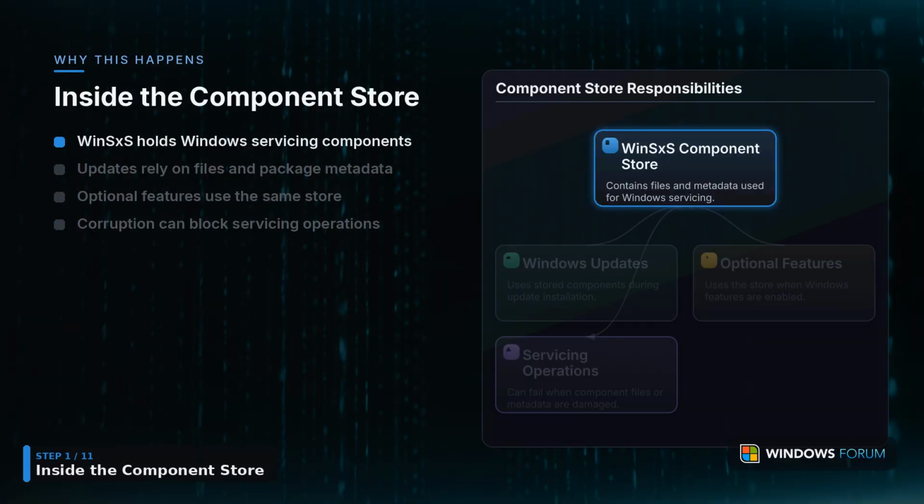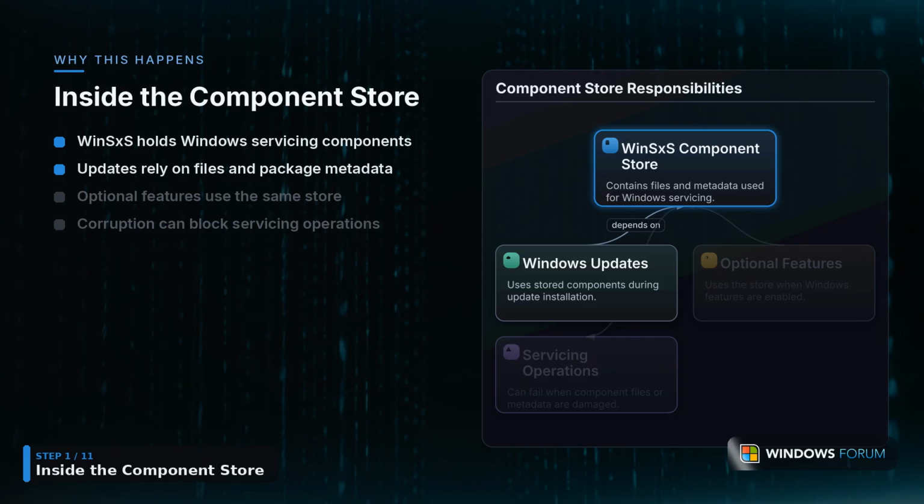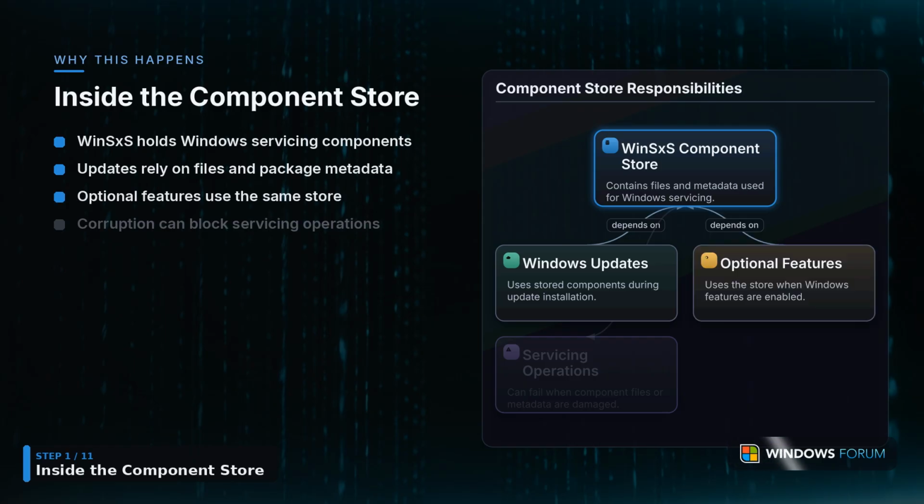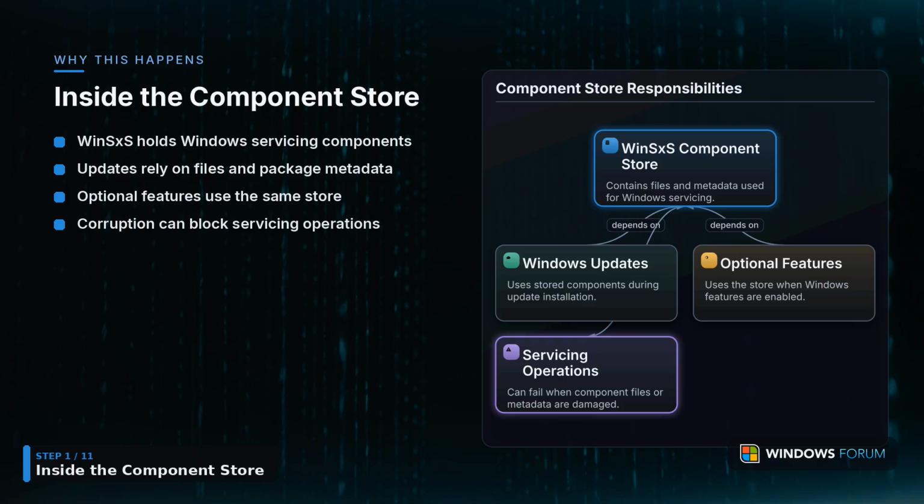Windows maintains its component store under WinSxS, and that store is central to servicing the operating system. It contains files and package metadata used to install updates, enable optional features, and support repairs. If those resources are missing or corrupted, Windows Update may fail because the servicing process cannot access the components it needs. Repairing this store addresses the underlying Windows image, rather than only retrying the failed update.